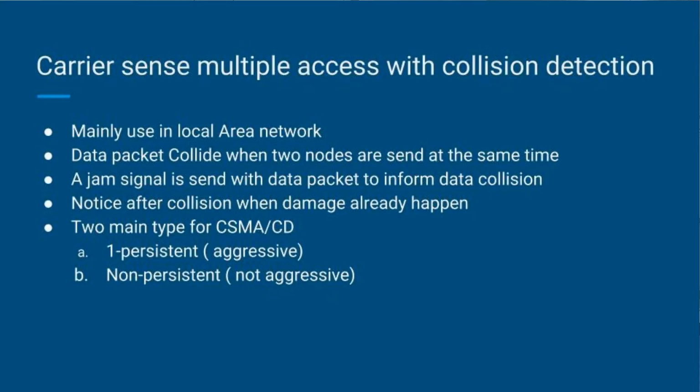The two types are persistent and non-persistent, as I mentioned previously. Persistent is an aggressive transmission algorithm. When the transmitting node is ready, it senses the transmission media for idle or busy. If idle, it transmits immediately. If busy, it keeps sensing the transmission media continuously until it becomes idle, then transmits the message unconditionally.